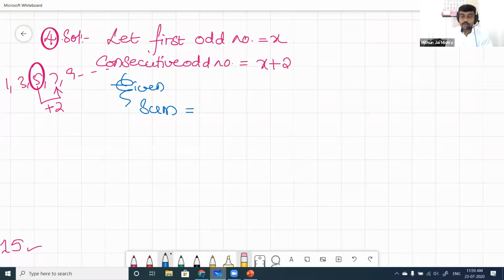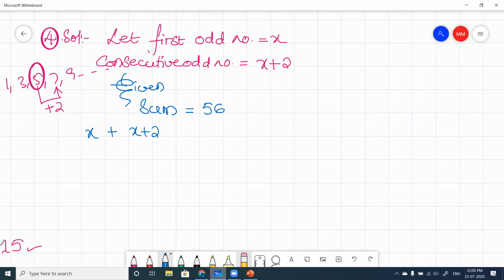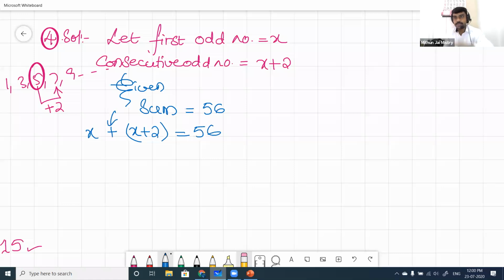Sum is 56. Whose sum? Sum of first odd number plus second consecutive odd number. So first odd number is x plus second odd number, which is x plus 2. So x plus (x plus 2) is equal to 56. This is called sum. Sum means addition of. I hope you're getting me, right? Now remove the bracket. We will get x plus x plus 2 is equal to 56.